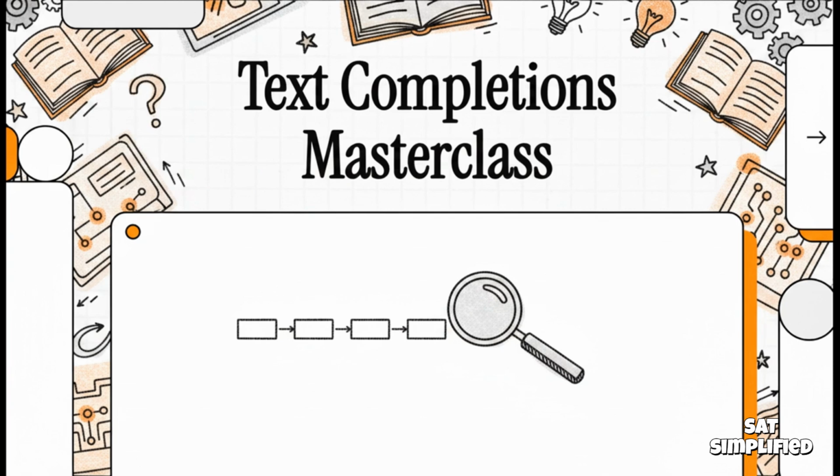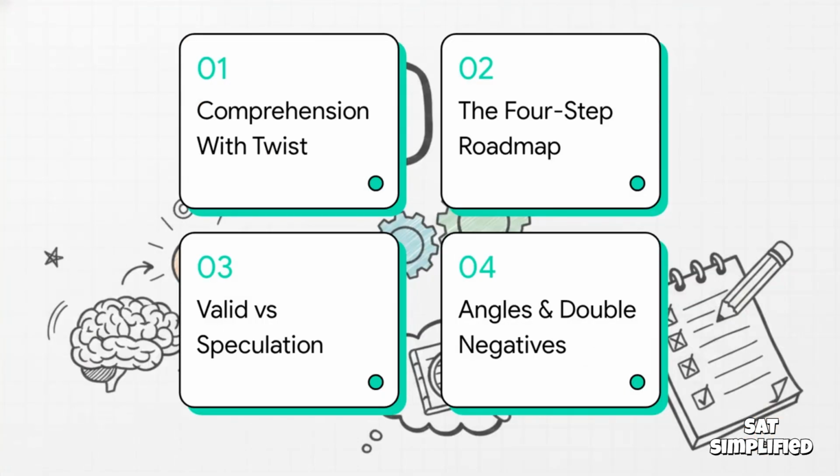I know those blank spaces at the end of passages can look incredibly intimidating, but don't worry. Today, we're going to break them down into an exact science. Here is our quick playbook for today. First, comprehension with a twist. Then, we'll map out a 4-step roadmap. After that, we'll look at valid conclusions versus speculation. And finally, we'll tackle angles and double negatives.